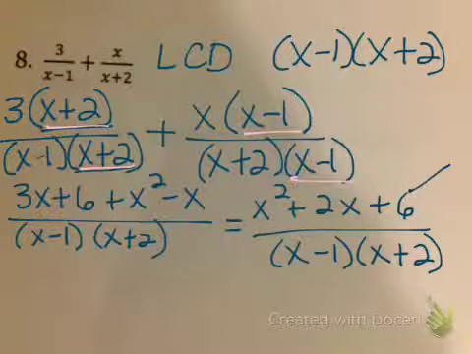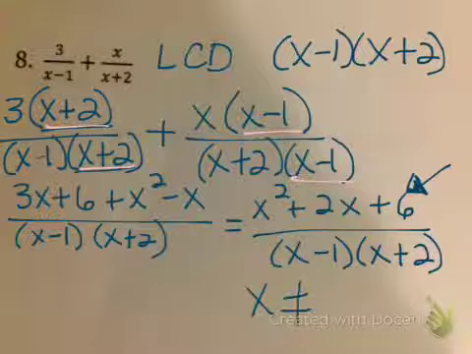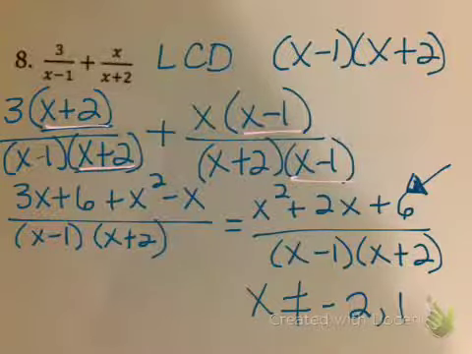If this factored, I would, but this doesn't factor any further. So there's my answer, and my restrictions are what? X cannot be negative 2 or 1, because those would make the denominator 0. Same idea, just a little bit harder.